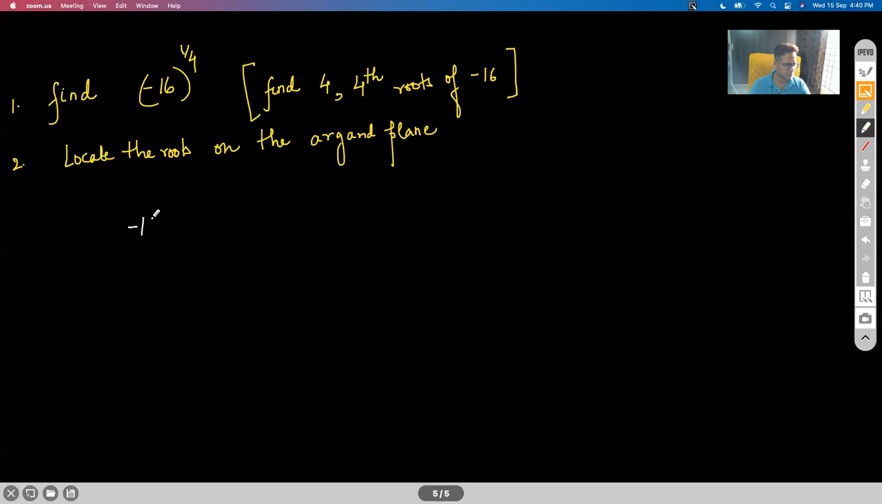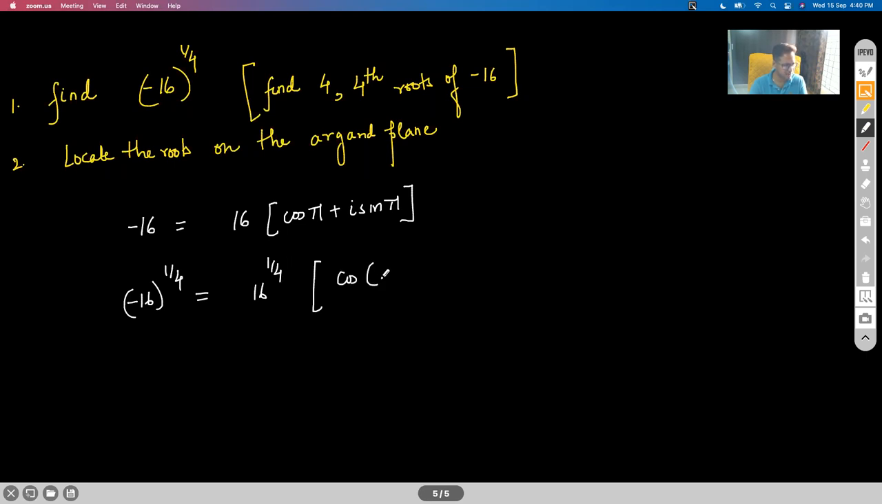Okay, should I also participate along with you? So minus 16 in polar form is R cis pi, isn't it? R cos pi plus i sin pi, correct? Clear? Now you're raising it to the power of 1/4. So basically this is what you will be getting. Correct me if I'm wrong. I'm just skipping some steps because I don't want to write each and every step over here. Okay Setu, very good attempt. We'll check whether your answer is correct or not.